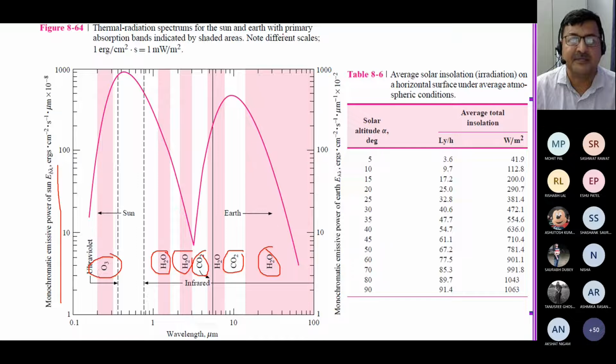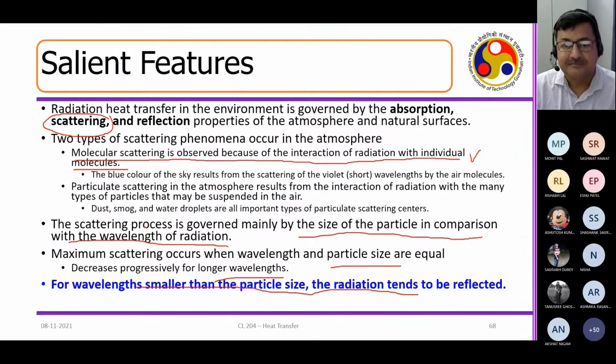So thermal radiation spectrums, primary absorption bands are indicated by the shaded area. So these are all absorbed. Now, once these things are absorbed, I may just go back to the previous slide. Once these things are absorbed, you may see that the blue color in the sky results from the scattering of the violet wavelengths by the air molecules.